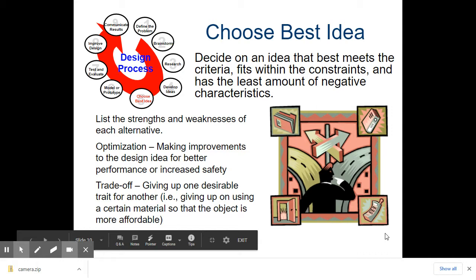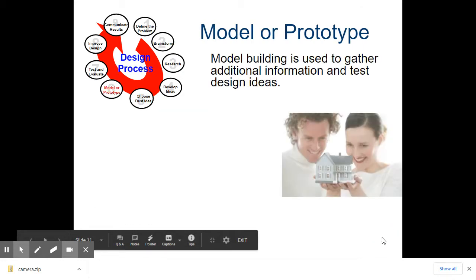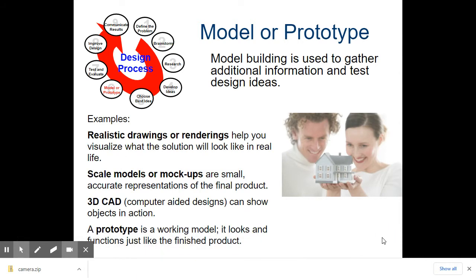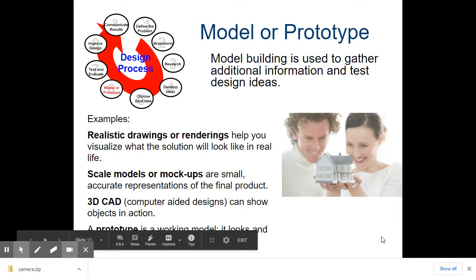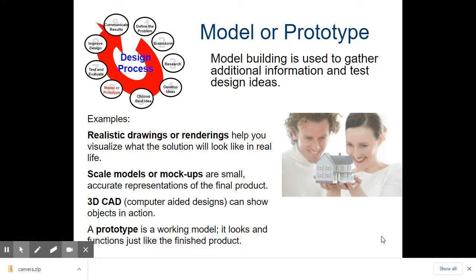Okay, then after all of that, you're going to choose the best idea. Typically, there's a decision matrix. This is when you would have your decision matrix in play here. And then you're going to go ahead and make your model, your prototype. Could be a realistic drawing, almost always is. Then you're going to do a mock-up or a scale model, or you could also make a working model, which is just the regular size version that you can actually test and play with.